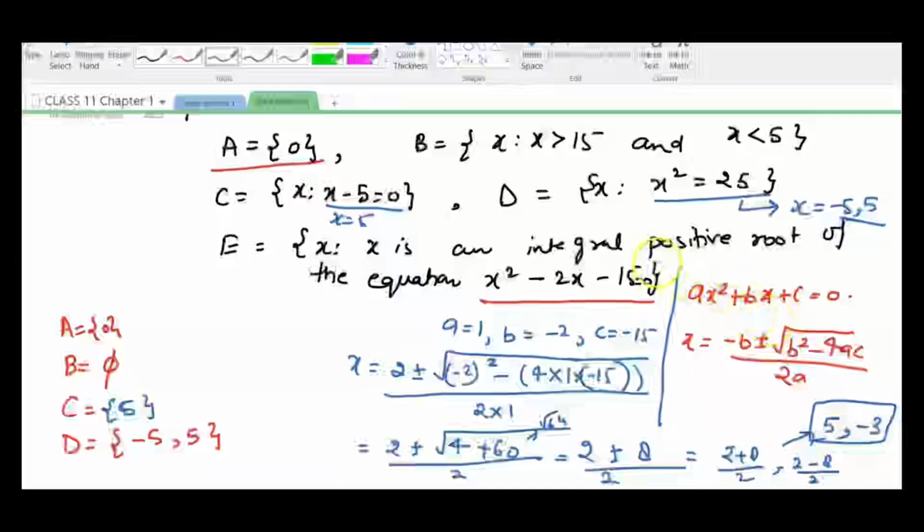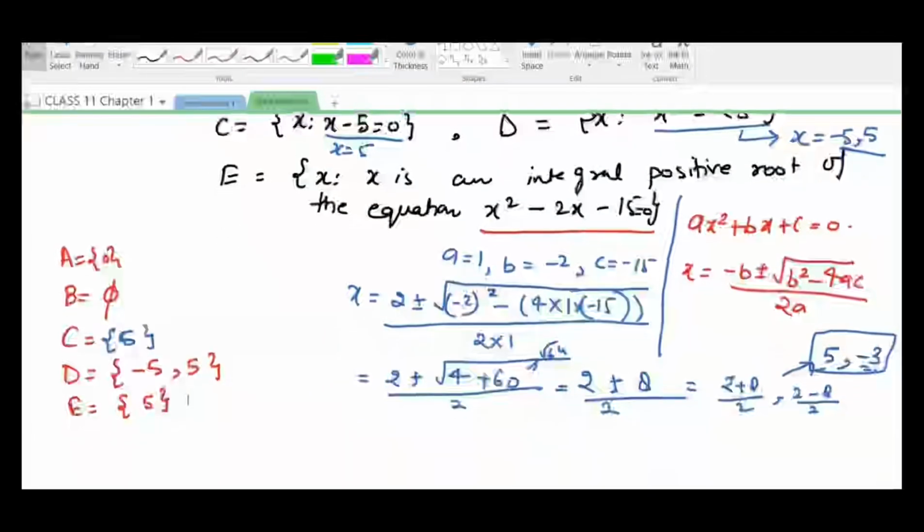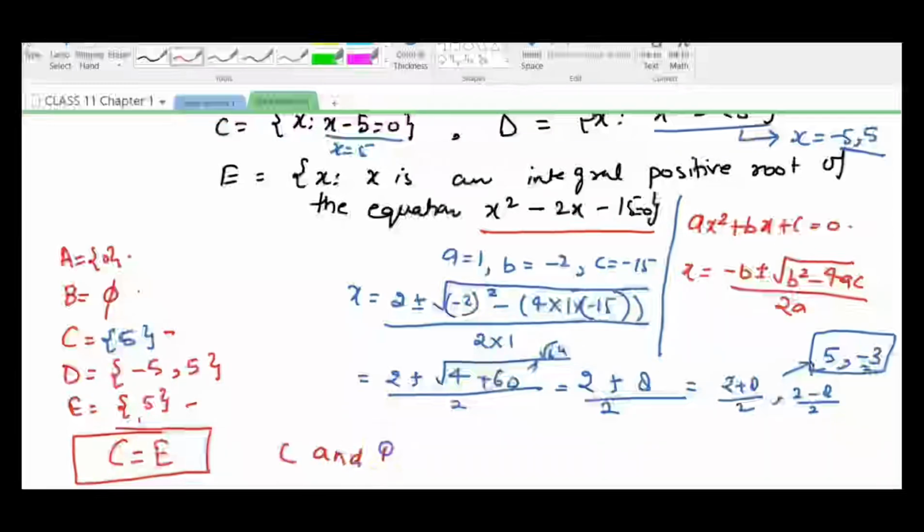Now x is a positive integer. So we will not consider this minus 3. So this means that the set E is 5 only. Now we just need to find the pair in which all the elements are the same. So A is not the same as any of these. There is no other empty set. So B is also not the same. C and E are equal to each other. And then D is also not equal to any of the sets. So there is only one equal pair, C and E.